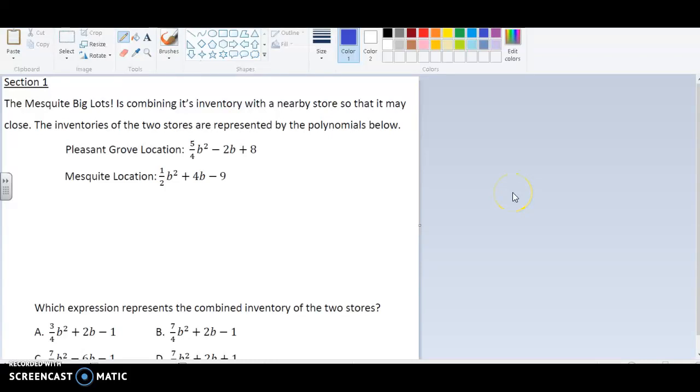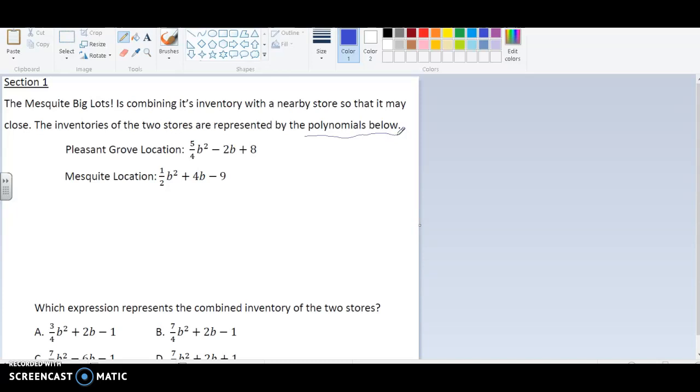All right, in section 1, we've got a word problem, so that means we need to mark the text. So let's read through this question and decide what's important. All right, the Mesquite Big Lots is combining its inventory with a nearby store so that it may close. The inventories of the two stores are represented by the polynomials below. Polynomials might be important for us to get.